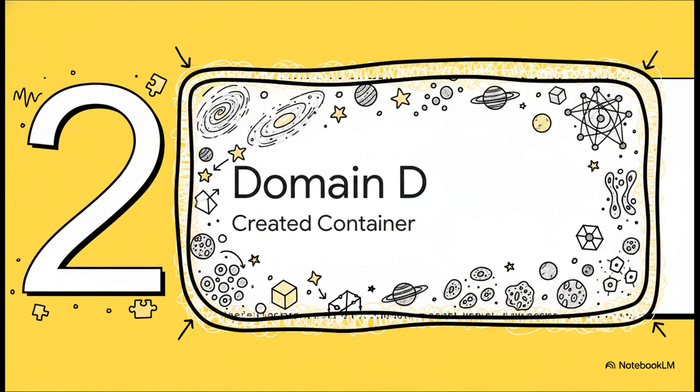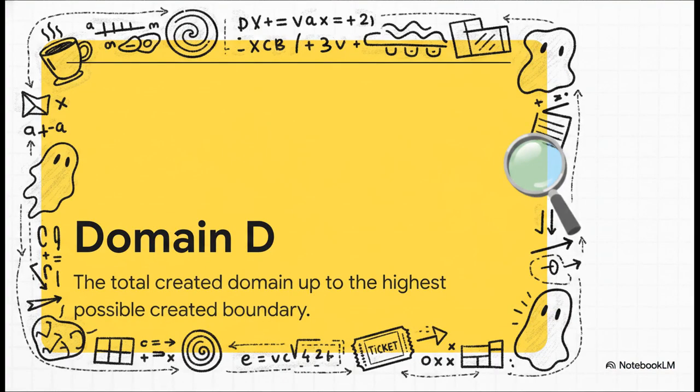Moving on to section 2, domain D, the container of everything. So let's define the first ultimate half of this framework. Here is our formal definition. Domain D is the total created domain. It encompasses all physical, conceptual, unseen, and even entirely formless creations, going right up to the highest possible created boundary.